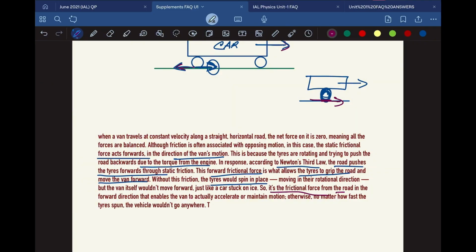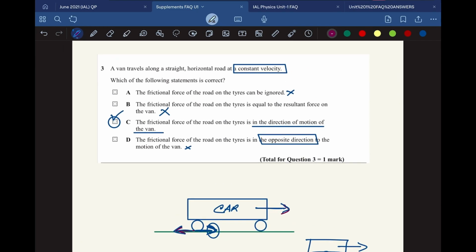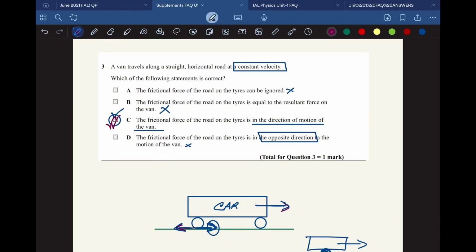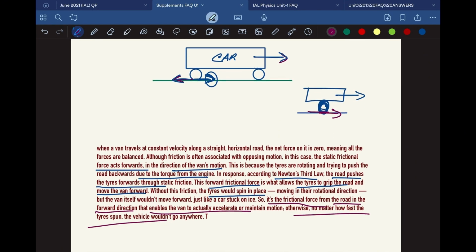So it is the frictional force from the road in the forward direction that enables the van to accelerate or maintain motion. Otherwise, no matter how fast the tires spun, the vehicle wouldn't go anywhere. So that is how. Then the correct answer is C, and it was a very tricky question, so make sure you are understanding.